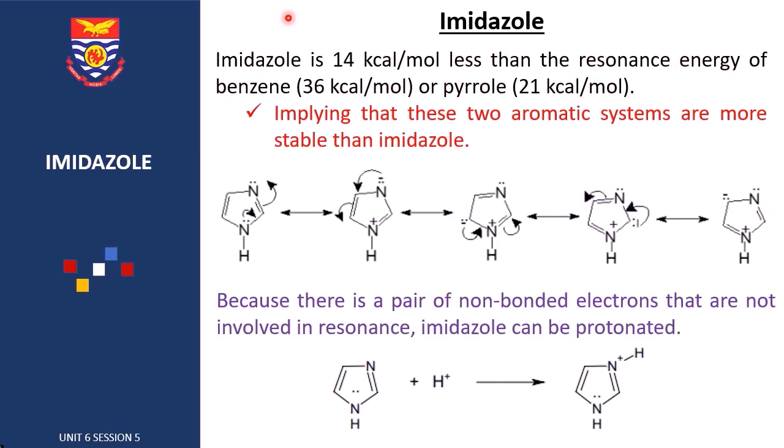Okay, so in considering the resonance energies, imidazole has a resonance energy of 14.0 kcal per mole, benzene is 36, whereas pyrrole is 21. So it implies that these two aromatic systems, benzene and pyrrole, are more stable than imidazole. Now, because there is a pair of non-bonded electrons that are not involved in resonance, imidazole can easily be protonated, right? The pair of electrons on this nitrogen, which are not involved in aromaticity, are always available for protonation, right? So please take note.